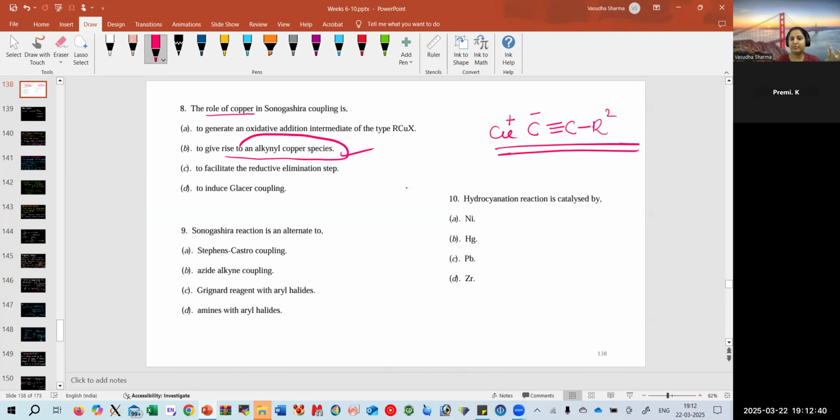So this is your alkynyl copper species, because this is important. Unless this is being formed, it cannot undergo the transmetallation step. So this is very, very important. Reductive elimination, it has no role to play. There only palladium will play. Is that fine?